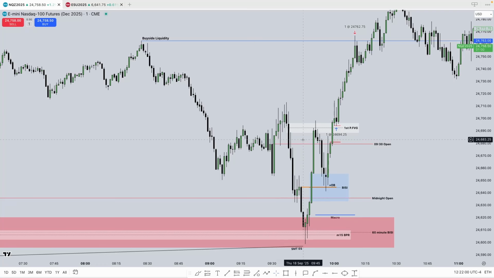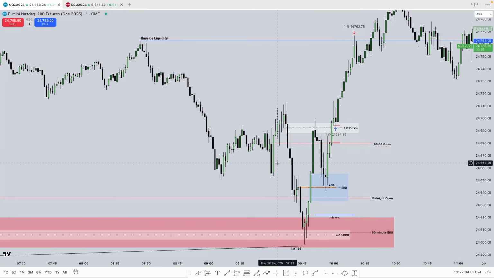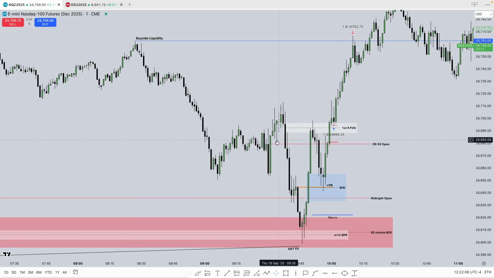Those who are adding positions here are no longer comfortable. So this is what price does at the 9:30 open. You should expect a fake move. A fake move is likely to happen. Have that in mind. So in this case, price just went a bit higher.